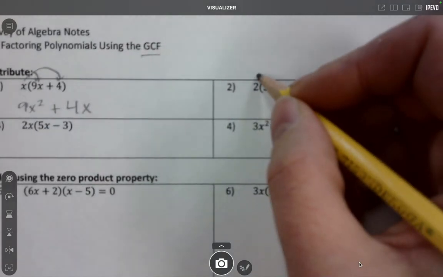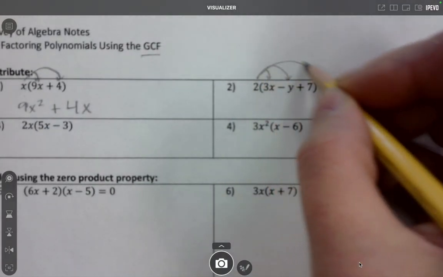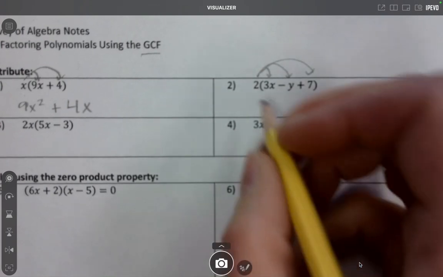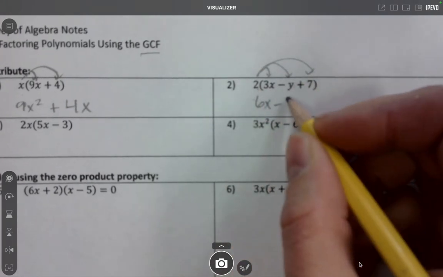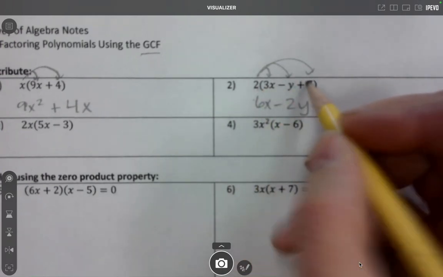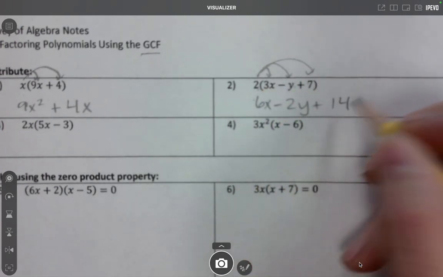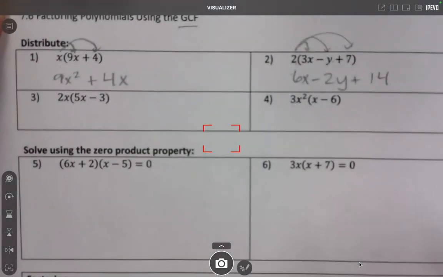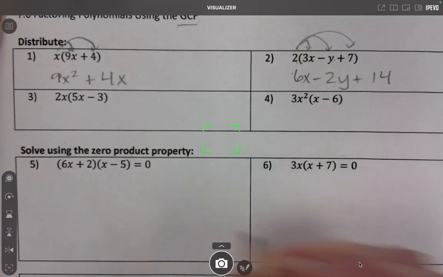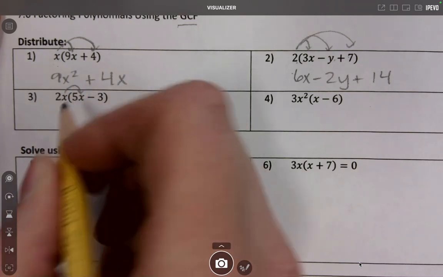In the second one, I am only distributing a factor of 2. So we're multiplying everything by 2. 2 times 3x would be 6x, minus 2 times y is 2y, plus 2 times 7 is 14. Let's go ahead and just adjust this, make it a little more clear. I think that's better.